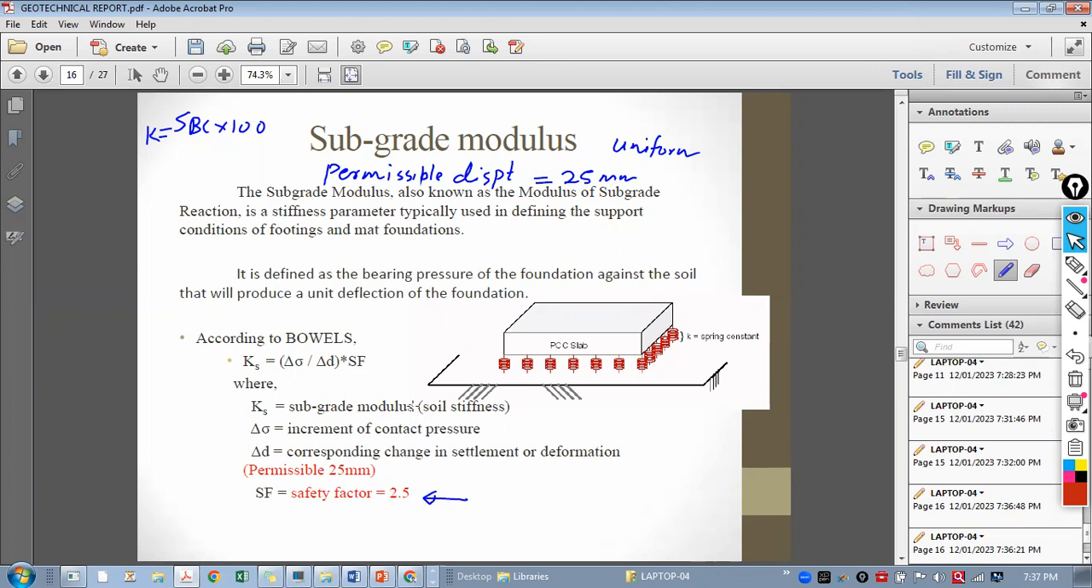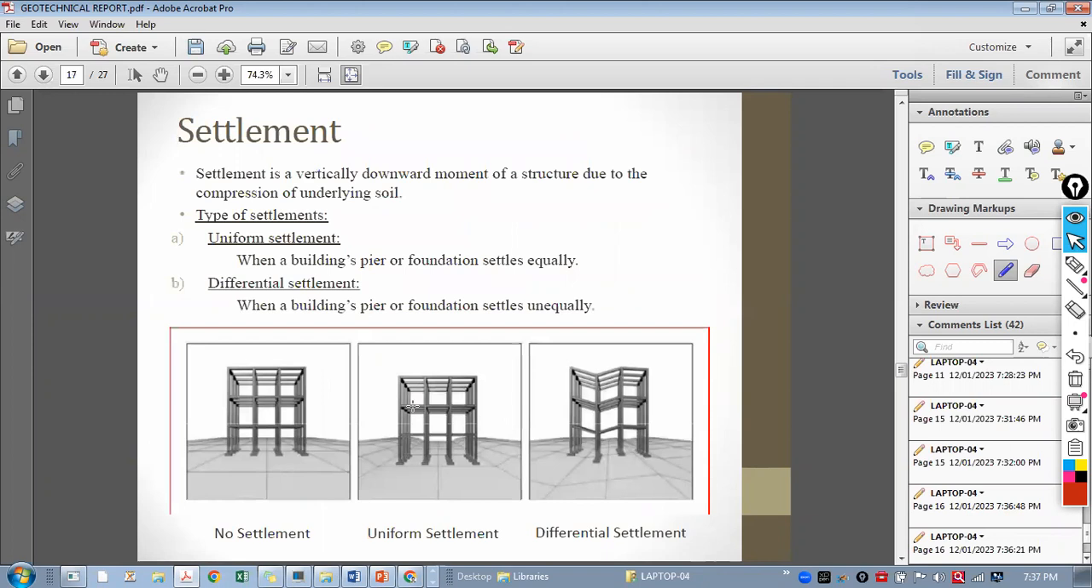Now, if there is no settlement, it means the foundation will not settle. Generally it happens in rock. If your foundation is resting on rock, there will not be any settlement because rock has more bearing capacity, so it will almost not displace. Then there is uniform displacement. What is the meaning of uniform displacement? What is uniform displacement?